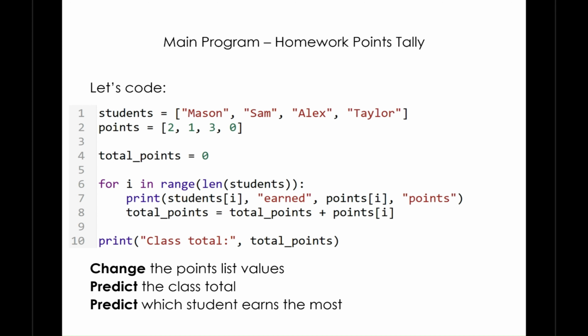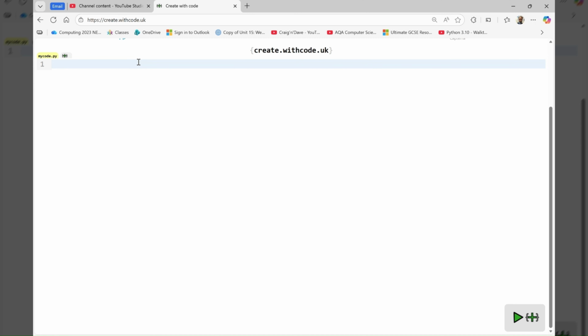Okay, let's code together. Okay, the homework points tallies program. Let's have a look. Line number 1. Students equals, and then we have a square bracket. It's on the right hand side of the keyboard near enter.